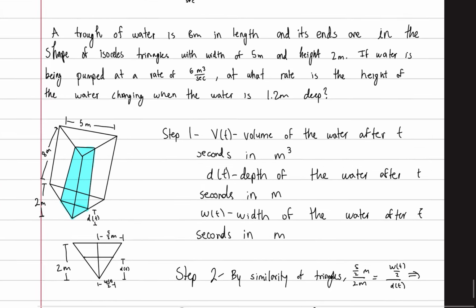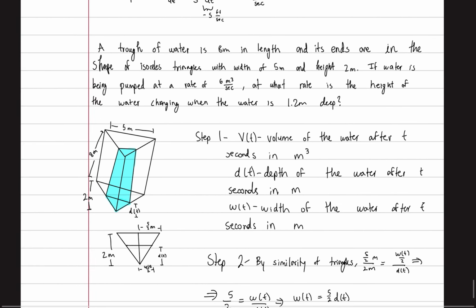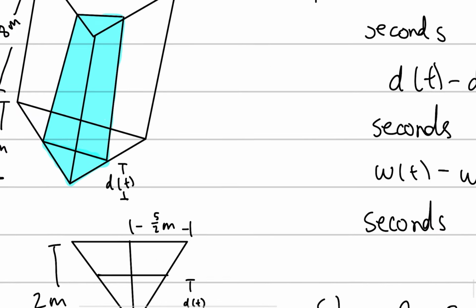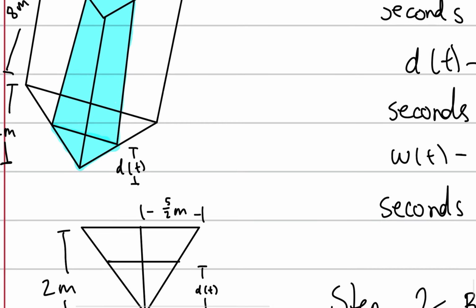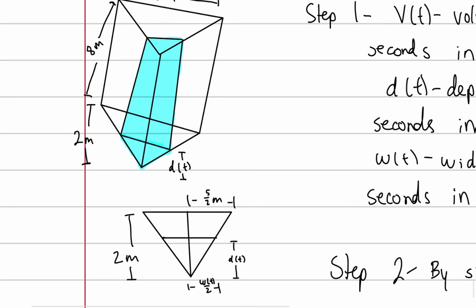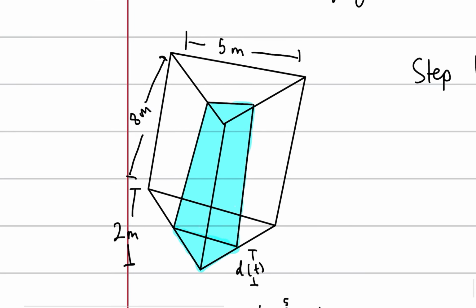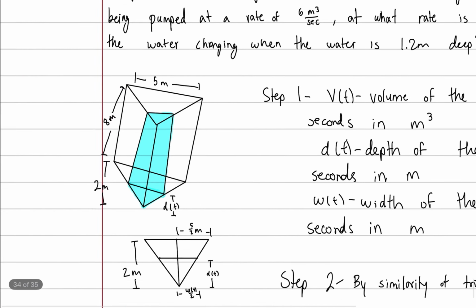Well, our first step is going to be labeling everything. V of t is our volume. We're going to say d of t is the depth of the water, and w of t is the width of the water. And remember, when we're talking about the width, we're talking about this horizontal distance, and depth is the vertical of the water. So hopefully this diagram makes it more clear what we're talking about.